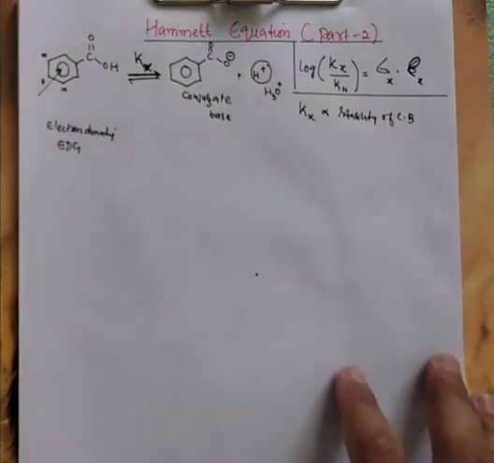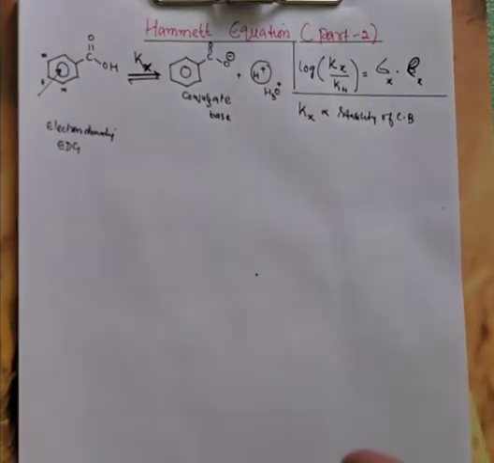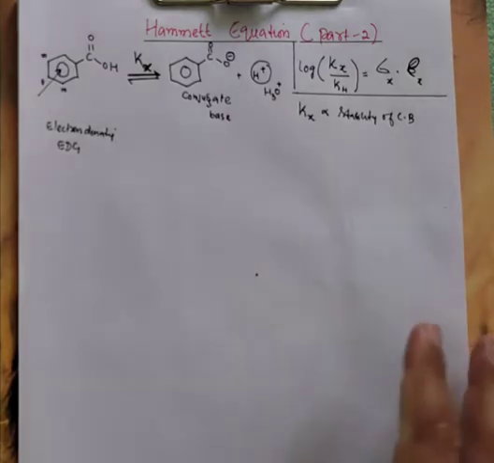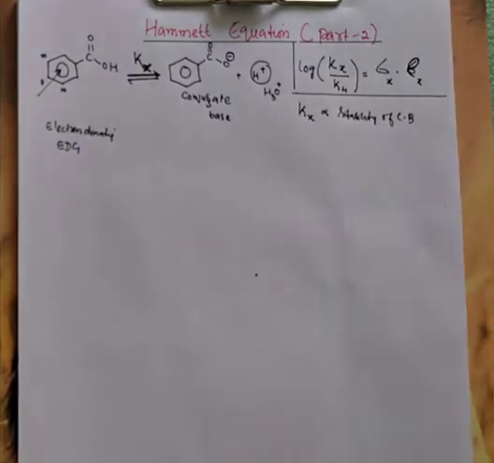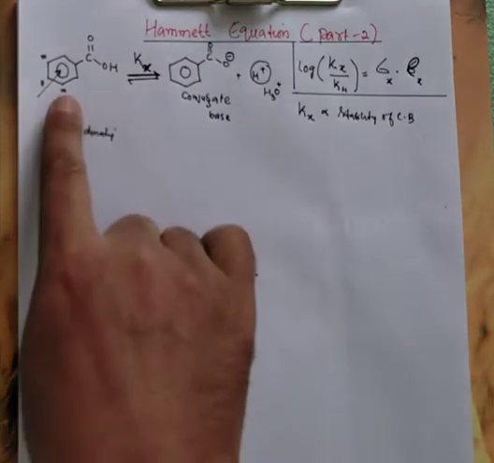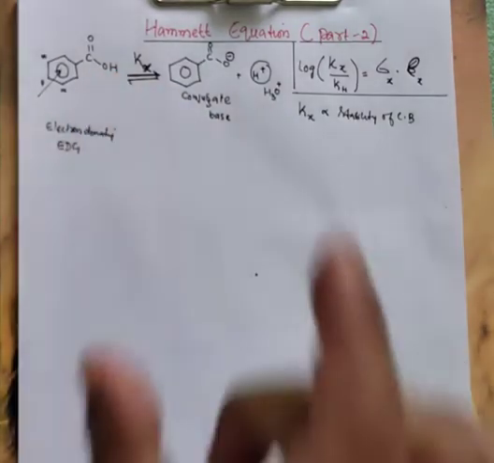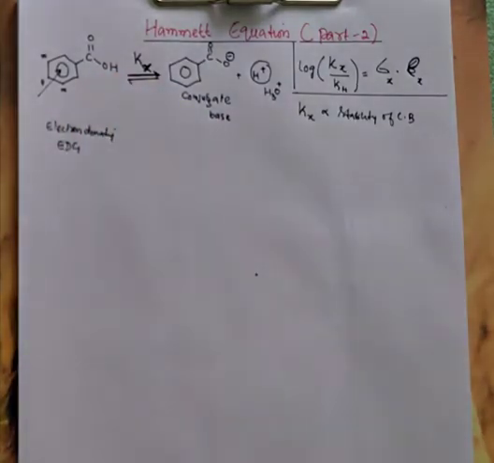Okay, so today we'll be talking about part number 2 of our Hammett equation. As we started in the last class, Hammett started with benzoic acid, because benzoic acid is a weak acid, so you can study the effect of substituent on this. If it's a strong acid, then you can't do that because the acid is already strong.